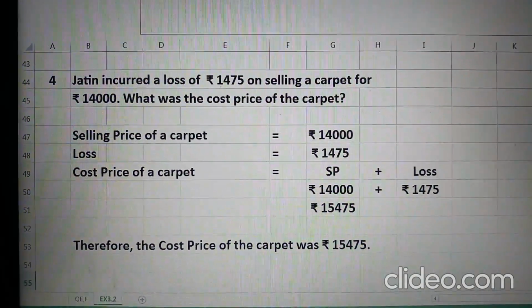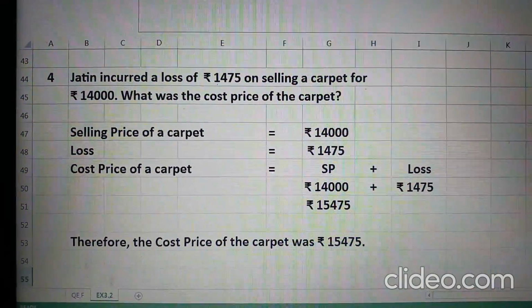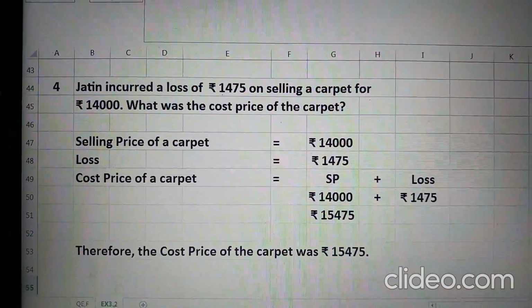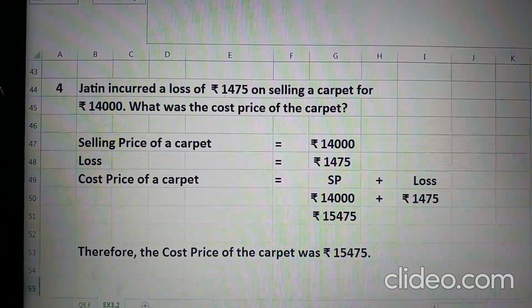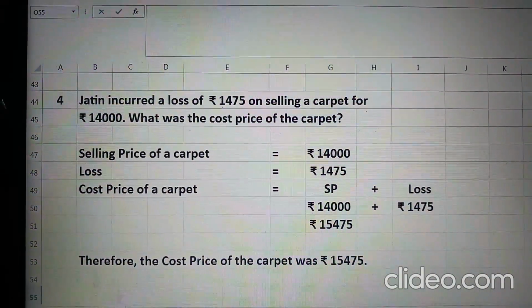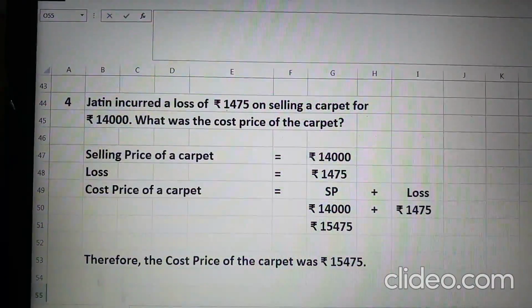Now question 4 is, Jatin incurred a loss of rupees 1475 on selling a carpet for rupees 14,000. What was the cost price of the carpet? Children, here you have to find out the cost price of the carpet, and the selling price was 14,000 and the loss suffered was 1475.